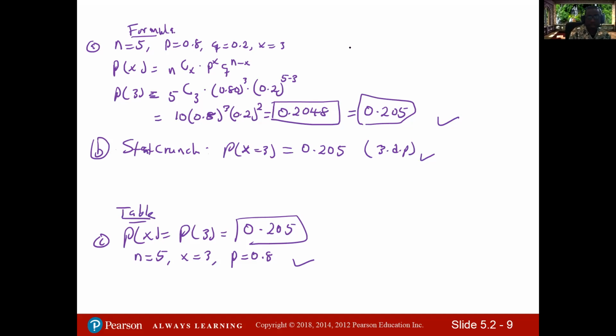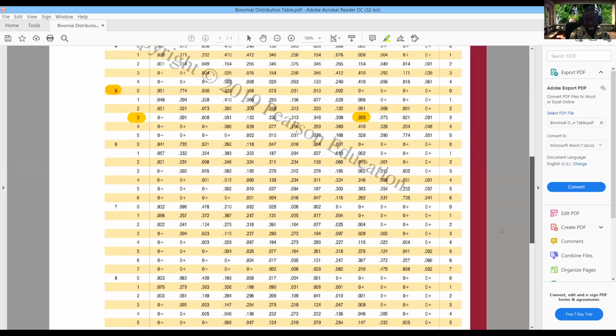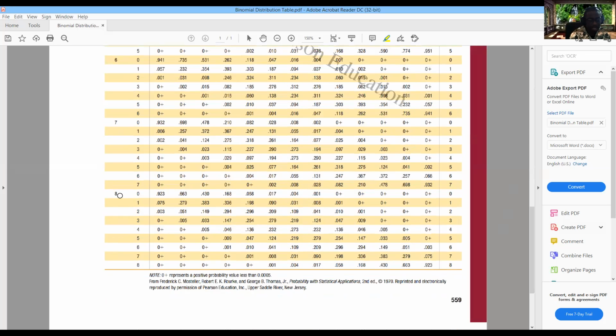Now let me go back and show you the table again. If you have the probability P, your value of probability of success, and it's not among these values here, then we cannot use the table. That is one. Secondly, if your n is greater than 8, because this table goes up to n equal to 8, so if you have n equal to 9, then we are out of luck. So take note of that.